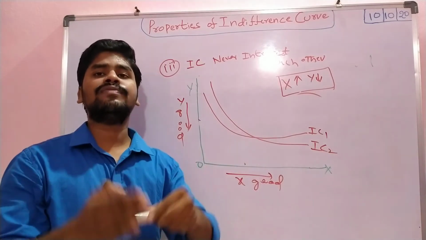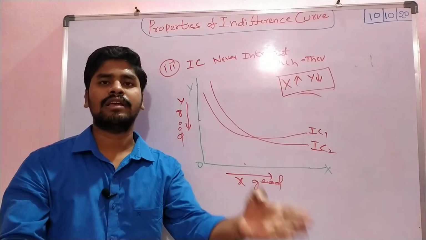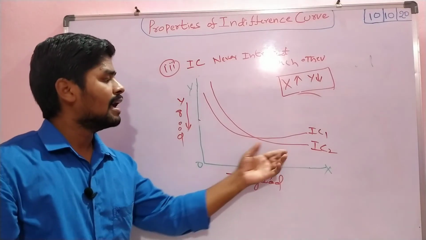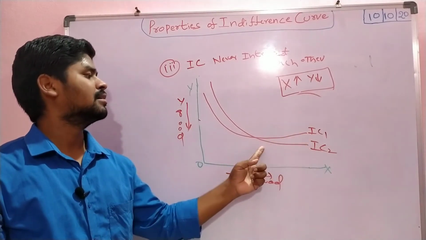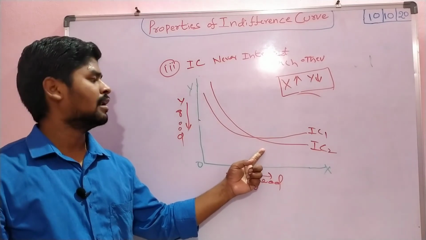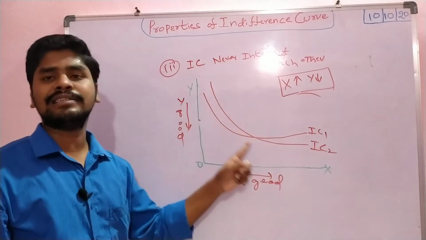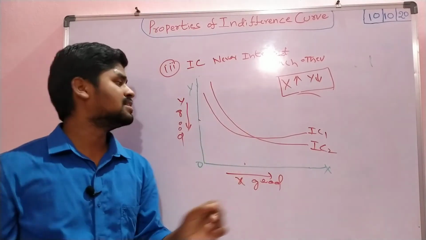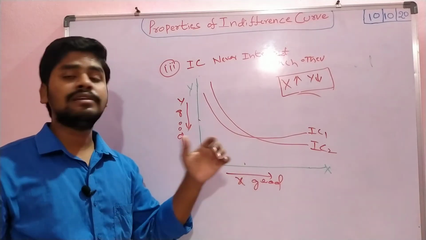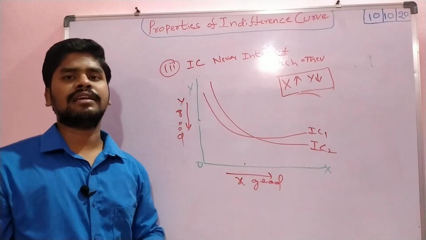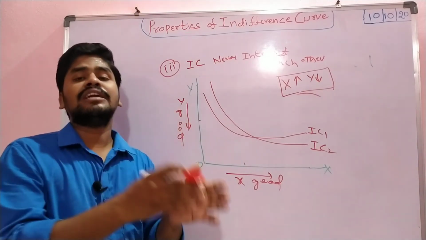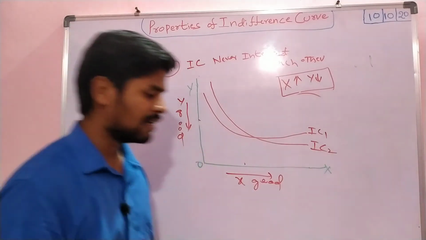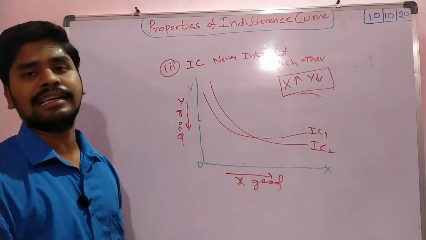Generally, each and every indifference curve gives a different level of satisfaction. But here, IC1 is intersecting IC2, which is not proper. That is the reason why indifference curves never intersect each other. Each and every indifference curve gives a different level of satisfaction.